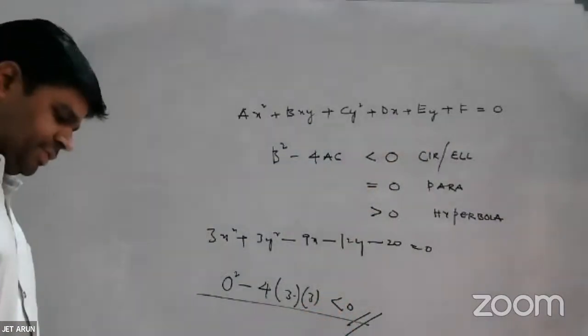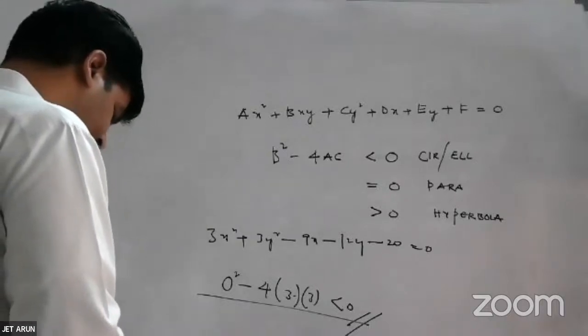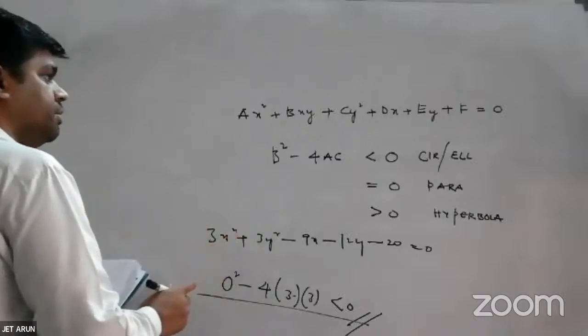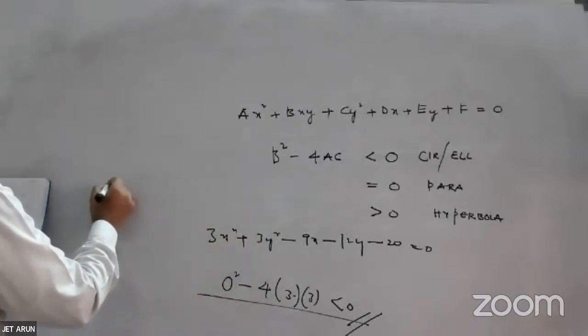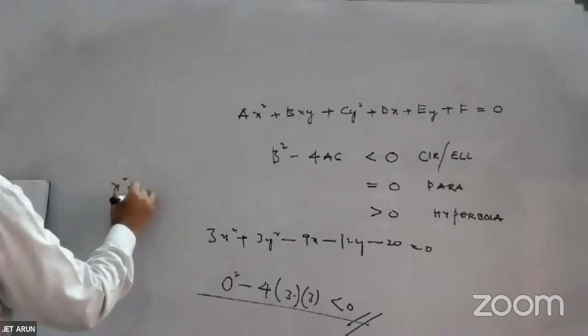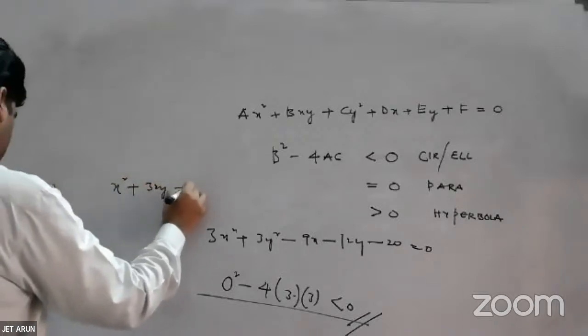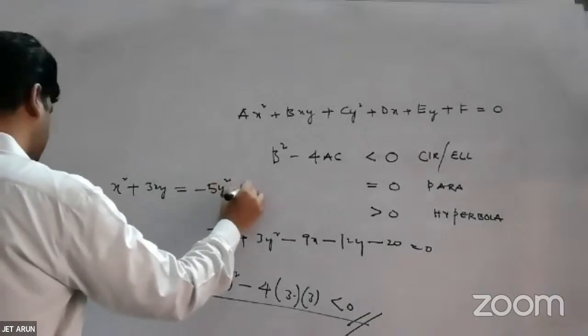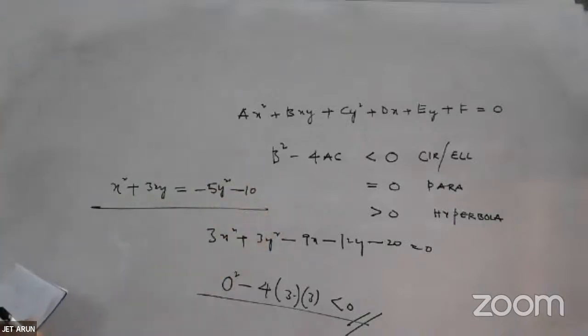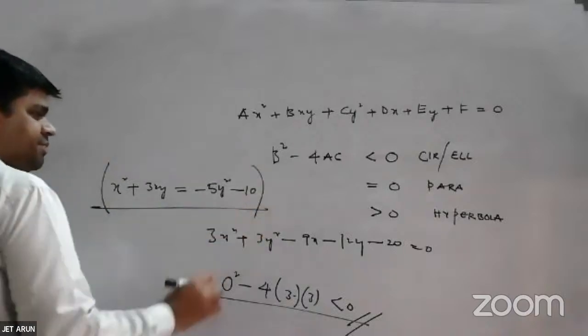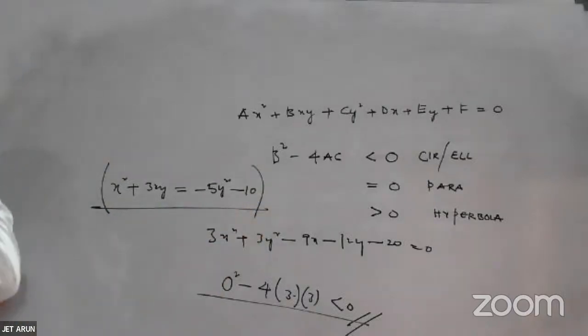Alright, I'll give you another one. Please tell me whether it's a circle, ellipse or hyperbola. It is x square plus 3xy is equal to minus 5y square minus 10. So x square plus 3xy plus 5y square plus 10. What is the value of a here? 1, sir.